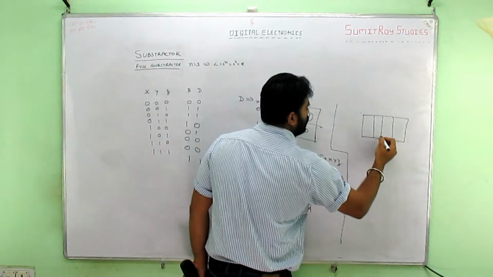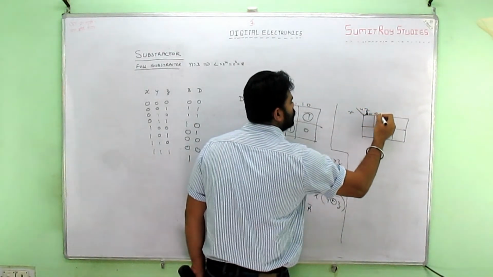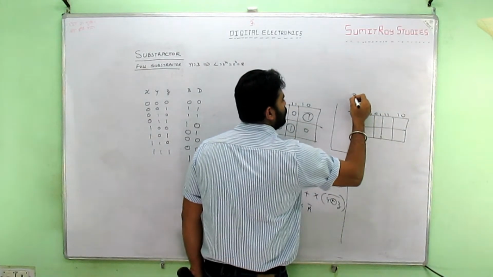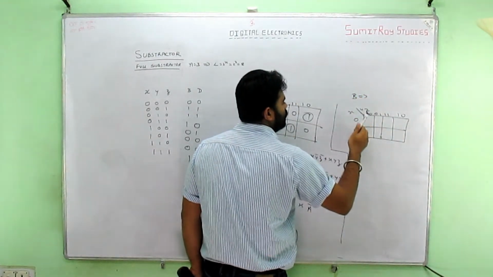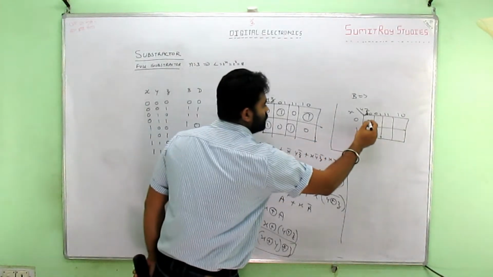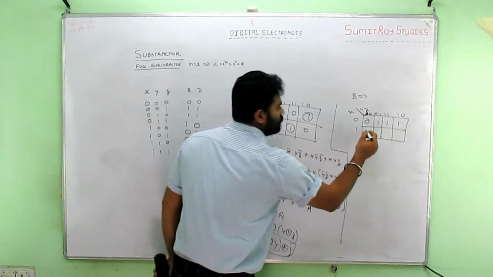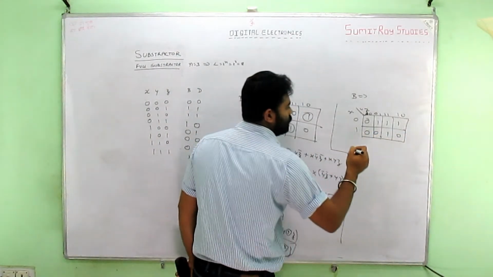Similarly for borrow, if we do the same thing, again we'll introduce the K-map with x, y and z variables: 0, 0, 0, 1, 1, 1 and 1, 0. This will be for borrow, 0 and 1. So we'll give the input as 0, 1, 1, 1 and 0, 0, 0, 1.